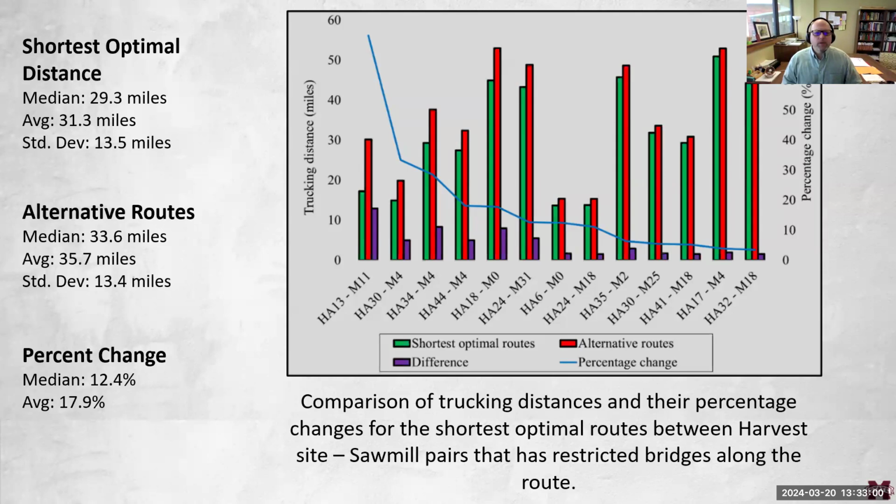Yeah, here we go. So here's the shortest optimal distance with no obstructions. So you can see an average of about 31 miles. If they're forced to go on the alternate routes, then the average goes up to close to 36. And with the median, we're at about 29. And with the alternate routes, we're at 33.5. And so you can see that difference between the two, right? That's this purple line. So you can see what I mean by the amount of variation. I mean, this mill pair here, and that's the one I showed you earlier, right on the border of Louisiana. That's such a significant difference in terms of the added distance.